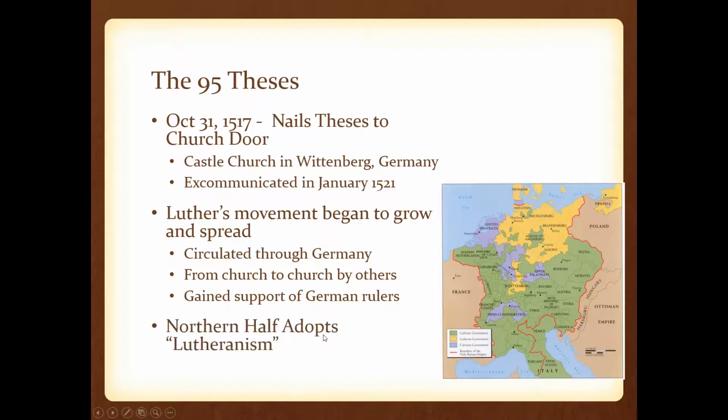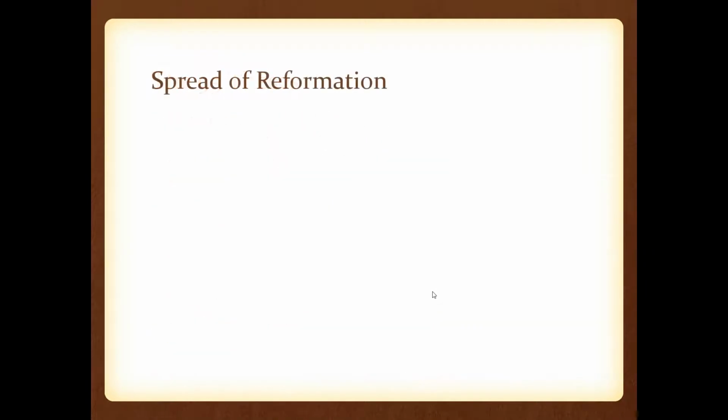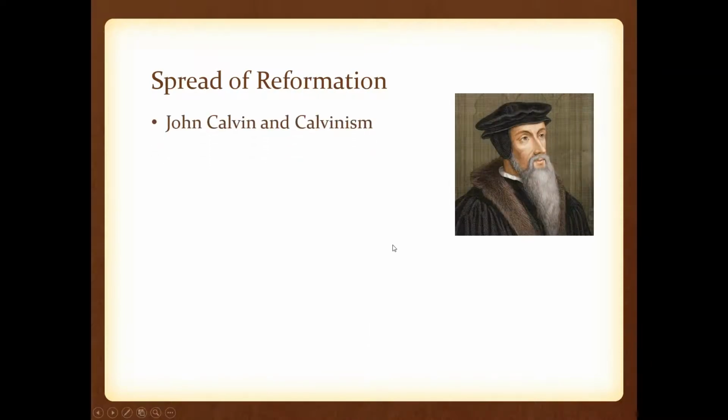So, as I said, the northern half adopts Lutheranism, while the southern half remains Catholic. Now, I alluded to other splinter groups that form, and that's really what happens here. The Reformation spreads, and people begin to take the ideas of Martin Luther and expand on them or adapt them to their own beliefs. One of those persons is John Calvin, the founder of Calvinism.